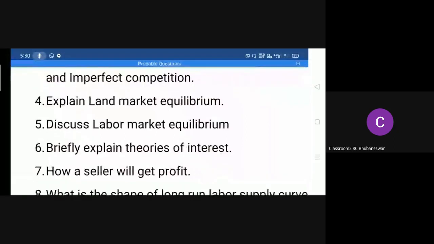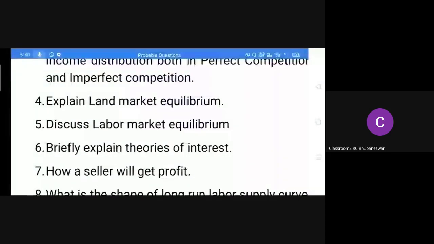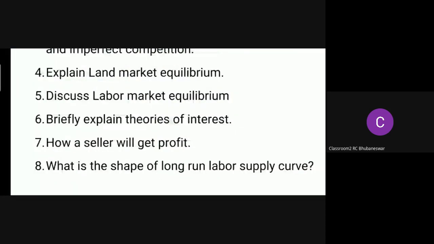Okay. Next, how will a seller get profit? Or here another question may arise: explain what is the innovative theory of profit, or explain this theory of innovation. Here what happened, innovation: I told you that new things arise, new market arises, or new way of production is introduced. Then that is called innovation. Due to innovation, the firm will get supernormal profit. Okay. You have to explain all these things.